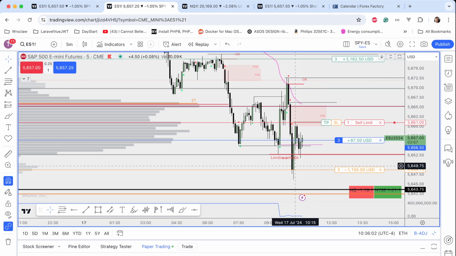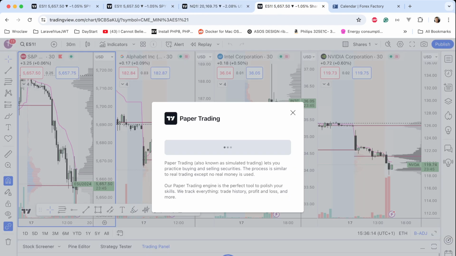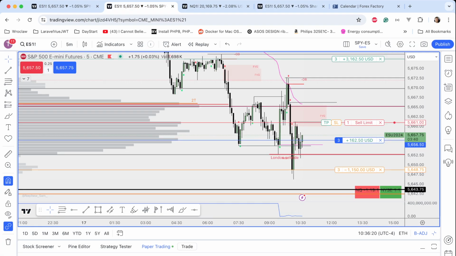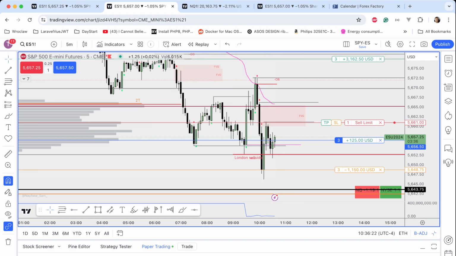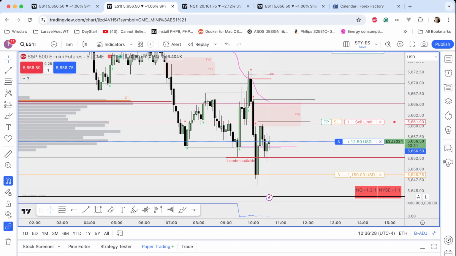To stay in the trade, because they took London sell side, they are reversing. I can see Nasdaq is reversing, Russell is catching bid, Nvidia is catching a little bit of something as well. So yeah, everything is looking promising. We survived the drop.